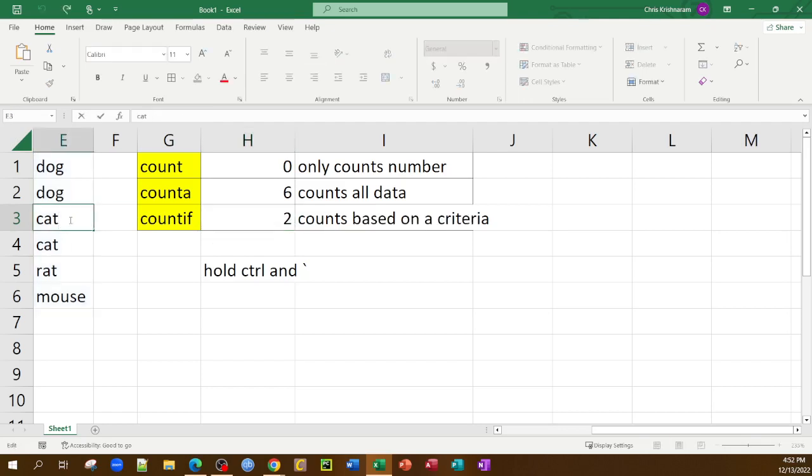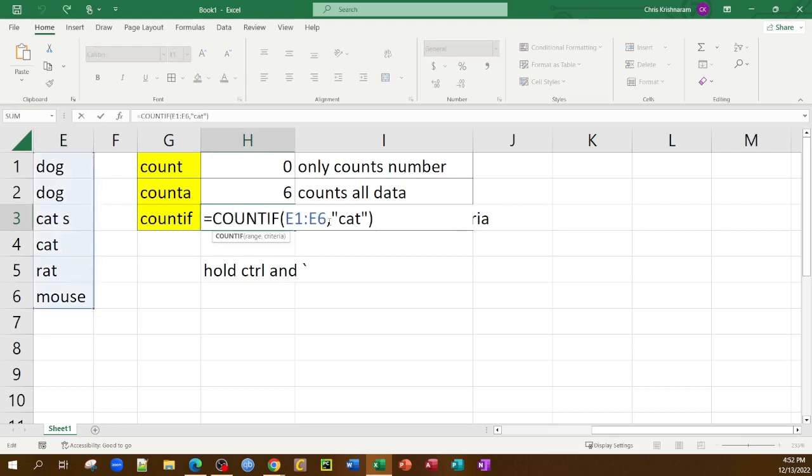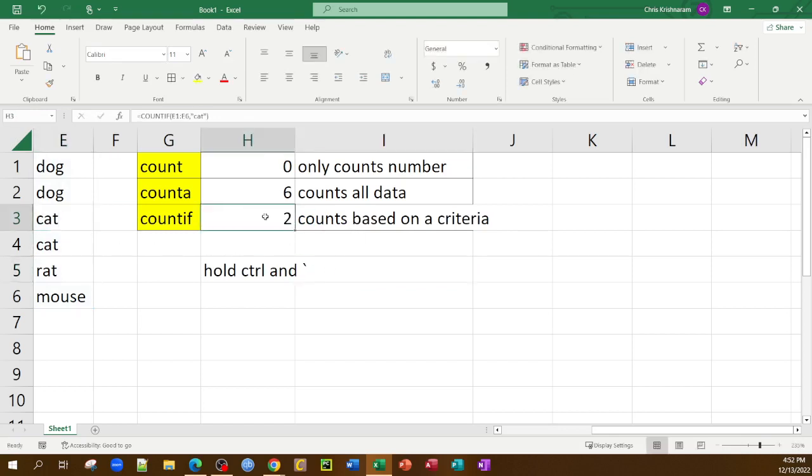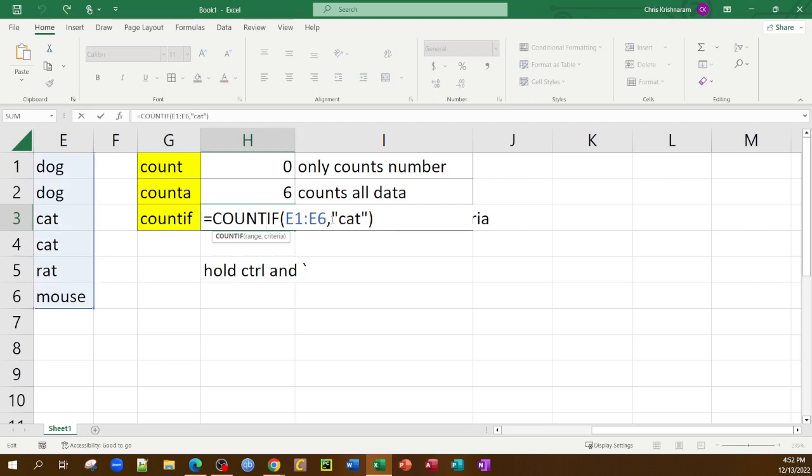So if I change it to cats, notice it's going to drop back to 1, because even though it has cat here, it's not the exact word that I'm looking for. Even if I add a space, it's still not going to work because this is not exactly what I have inside of my criteria. So the criteria can also work on words, not only numbers. You can look for exact words.